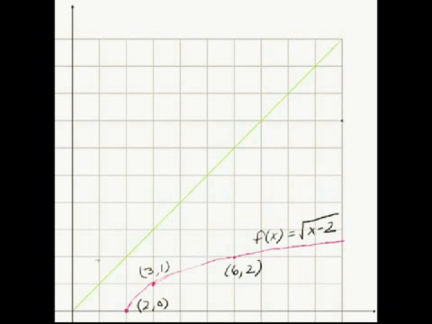So I plotted some points. I sketched my graph. I'm going to plot the inverse, or the reversed version, of these points: (0, 2), (1, 3), (2, 6). I'm going to connect up my curve and label it. And that's how you draw the inverse of a function.